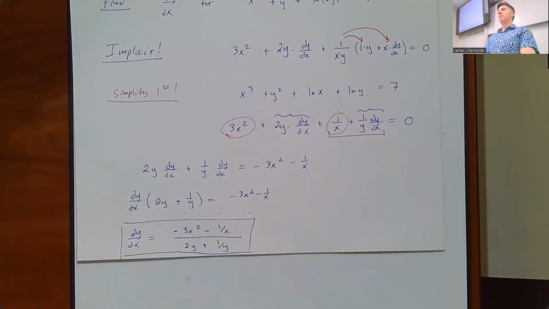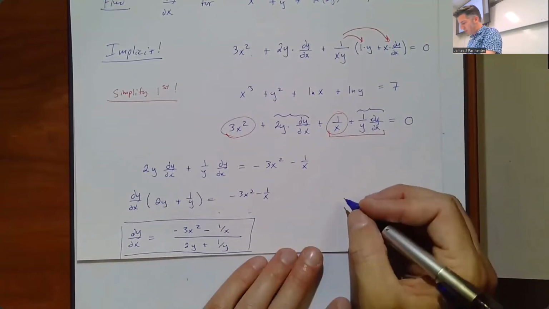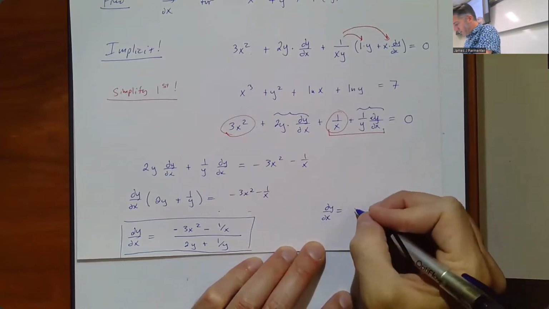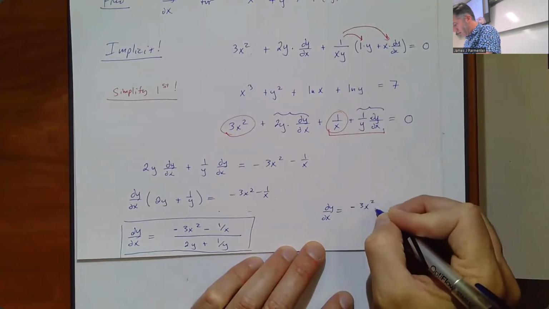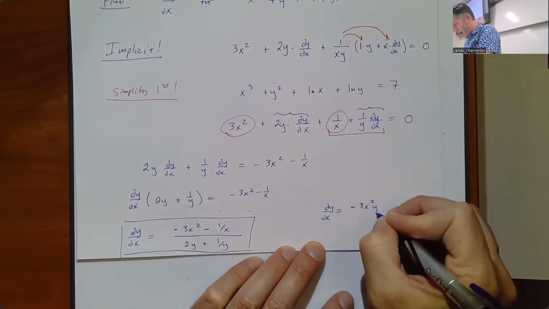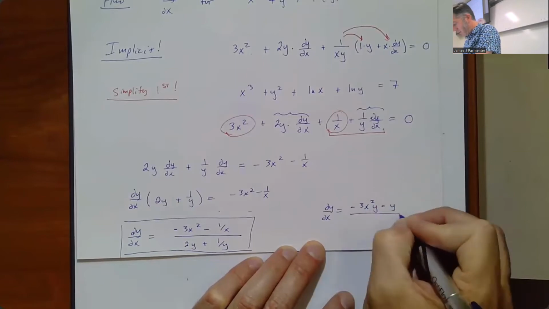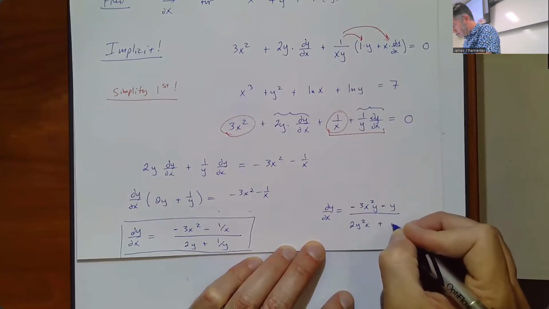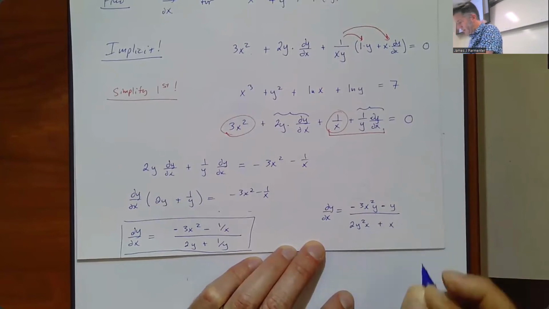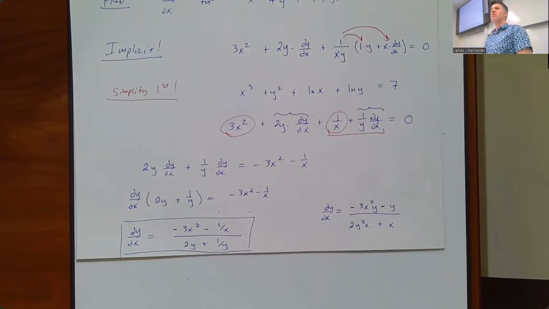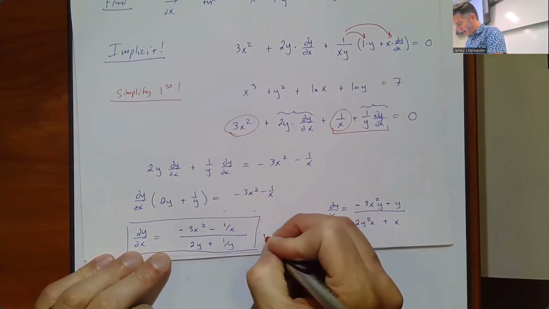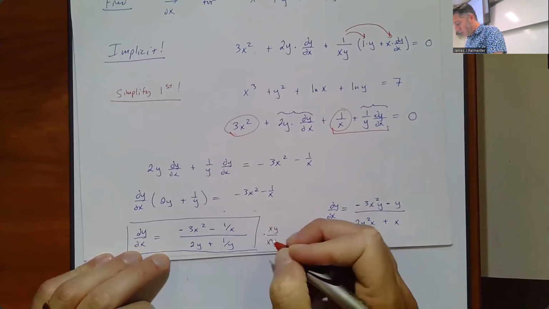But if you were to look this answer up in a textbook, you might get something that looked more like this. You might get dy/dx equal to negative 3x squared y minus y over 2y squared x plus x. What did I do? Well, I got rid of my denominators, and the way I did that was I multiplied both the top and bottom by xy. I'm not saying you should do this or need to do this.